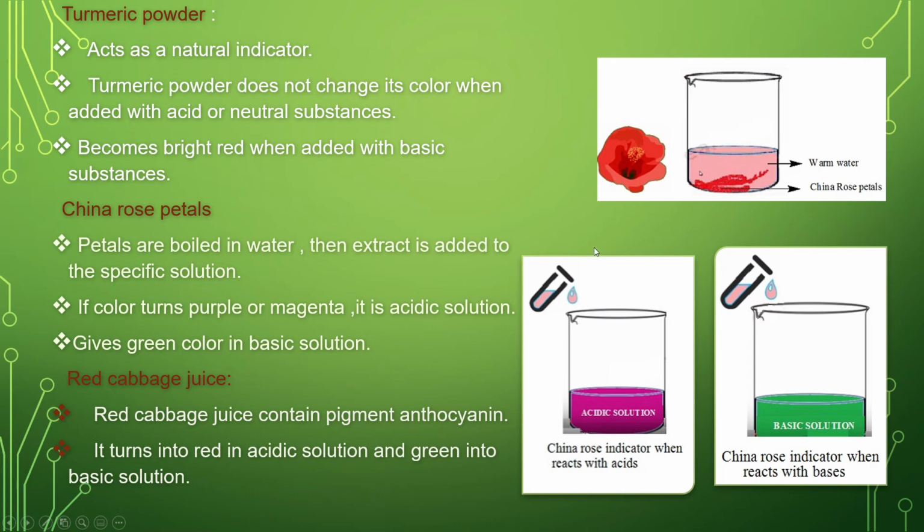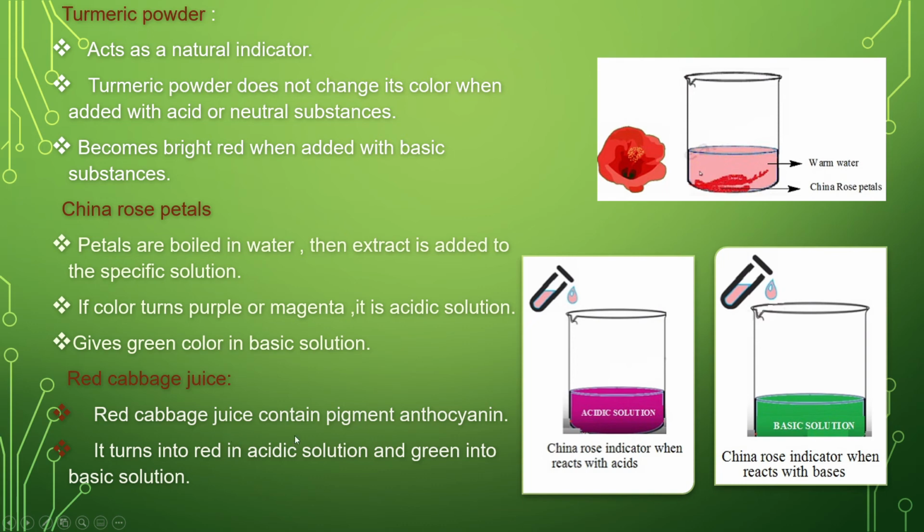And the China rose petal, here you can see these are the China rose petals. If the China rose petals are just soaked in warm water, after some time you will see a pinkish colored solution. If that solution is poured or mixed with another solution, and it turns magenta, then it indicates that this solution contains acid. But if it turns green, then this solution contains base.